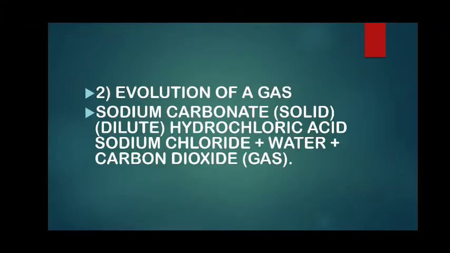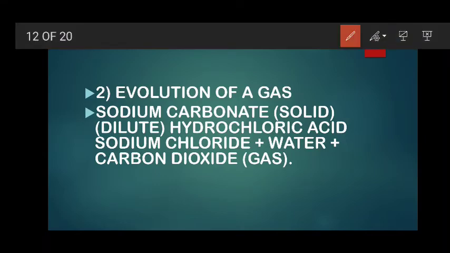Now the next is the evolution of a gas. In some chemical reactions, one of the products is a gas which can be recognized by bubbles, smell or color. Clear? For example, when sodium carbonate reacts with dilute hydrochloric acid, sodium chloride and water are formed, and one gas is also formed. What is the name of that gas? Carbon dioxide. Yes, carbon dioxide gas is formed. How can you check the presence of carbon dioxide gas? When carbon dioxide gas is passed through lime water, the lime water turns milky.